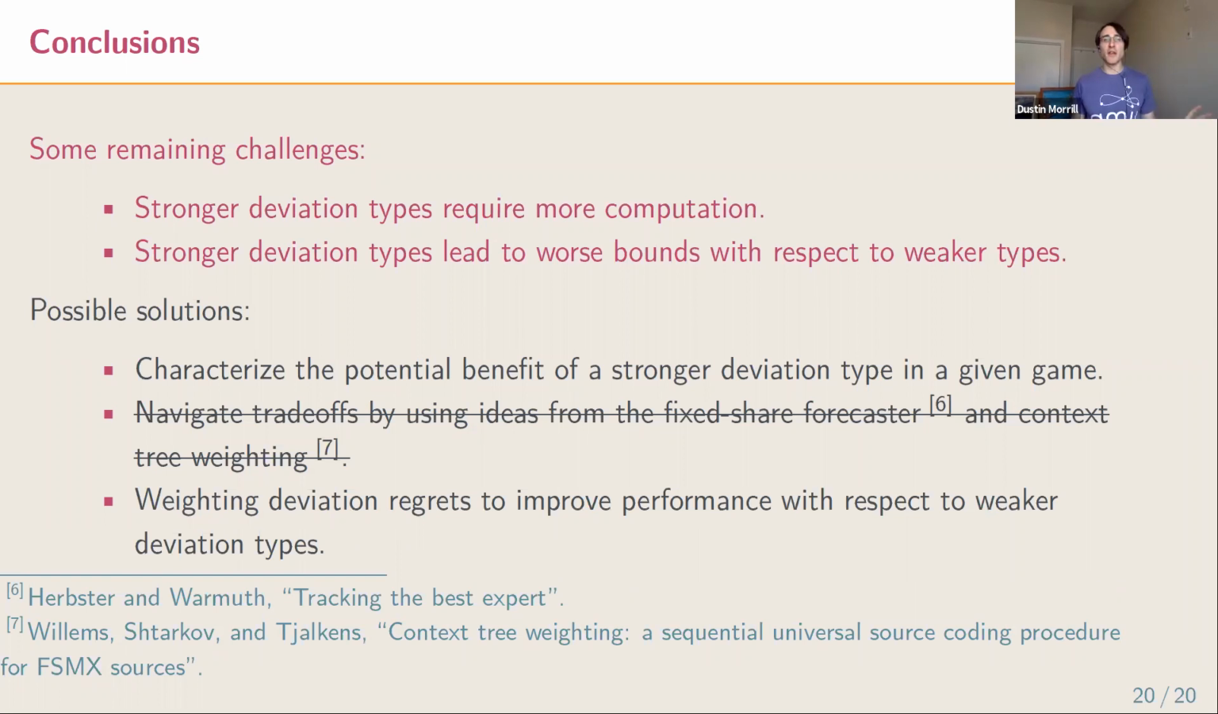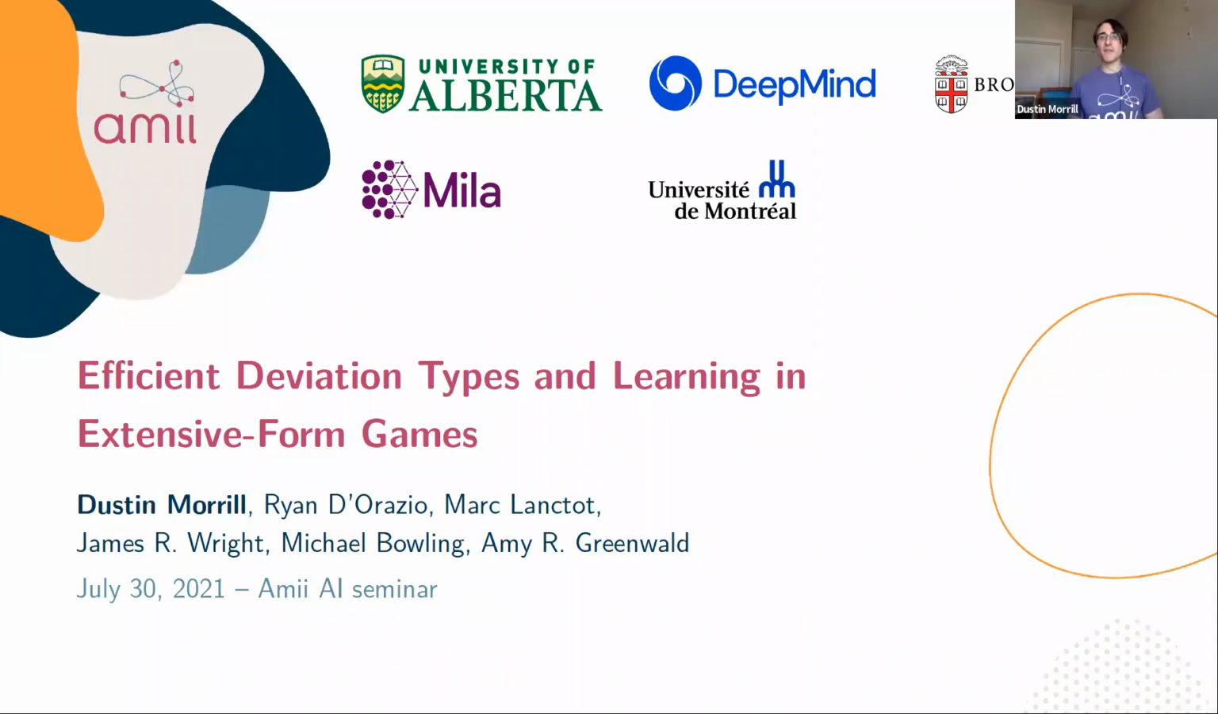But another idea that looks a little more promising is to weight the deviation regrets to improve performance with respect to weaker deviation types. This doesn't avoid the computational problem of these strong deviation types, but at least we could address the second concern. All right, and that's everything for me.